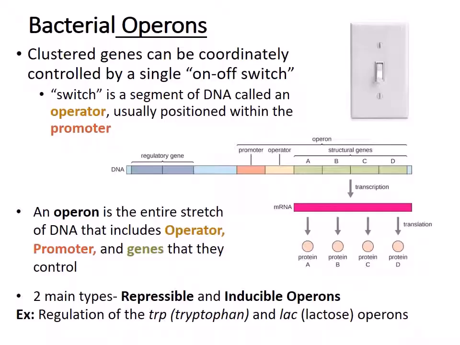So bacteria have something called operons. Those clustered genes can be controlled by a single kind of on or off switch, and that switch is a segment of DNA called the operator, which is usually positioned within the promoter. An operon is the entire stretch of DNA that includes the operator, the promoter, and the genes that they control. And there's two main types of operons: repressible and inducible. So we're going to go over an example of each of those types.